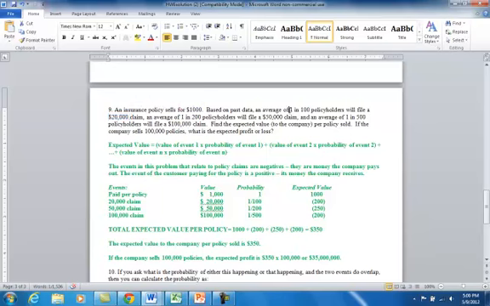And we say here that 1 in 100 people will file for that. So the probability of this happening is 1 in 100. So we multiply 20,000 times 1 over 100, and that gives us 200. And the reason it's negative, these parentheses mean it's negative. The reason it's negative is because it's something we pay out.